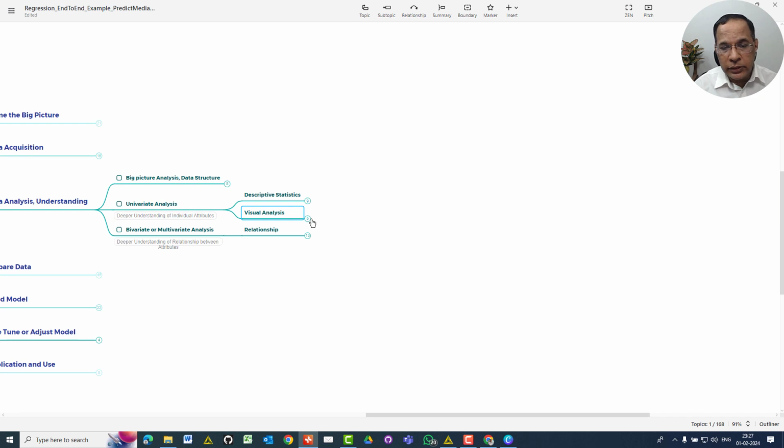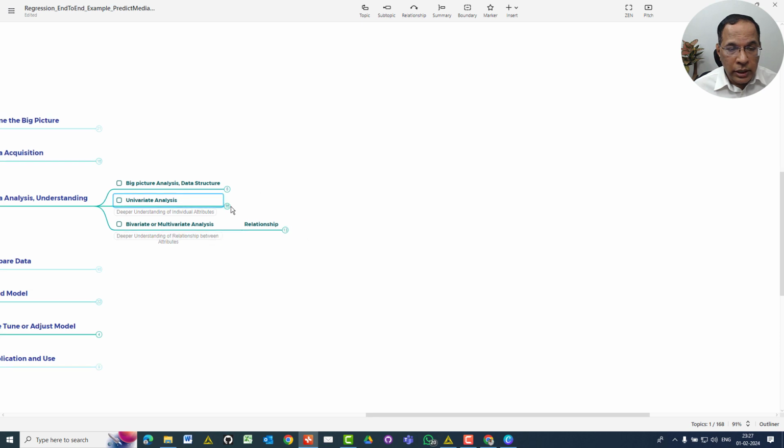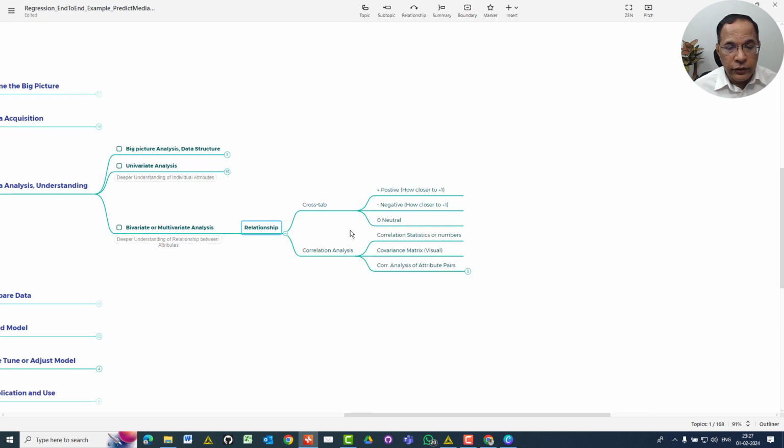So there are many graphs that are available, many types of visuals. Do your visual analysis. So essentially what we're trying to do is get a feel for the data, right? Now when I've looked at these individual attributes, then I can go and look at the relationship between the attributes. So what is the relationship between income and the house prices, age and house prices? And that is one kind of analysis, right?